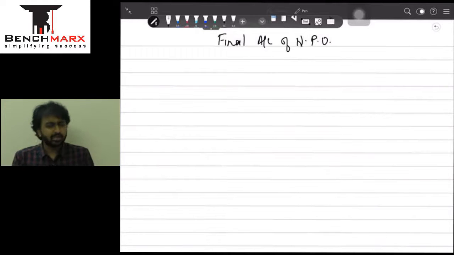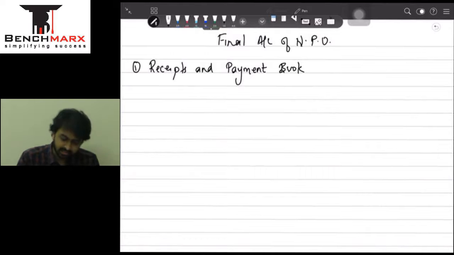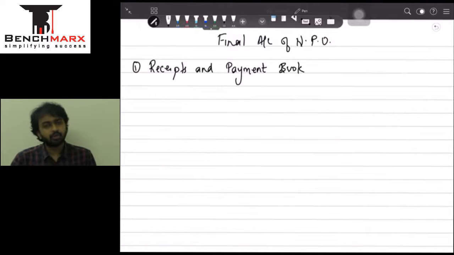Right? So I'll just tell you what books of accounts NPOs maintain. NPOs maintain something called the receipts and payments book. As the word says, it's a simple ledger having all the receipts and payments. Frankly, it's more like a cash book. It starts from the opening balance, has all the cash receipts, then all the cash payments, be it capex or opex. It's basically a cash account and it ends with a closing cash balance. So opening cash, add receipts, less all payments, any kind of payments, and the balance is the closing cash.